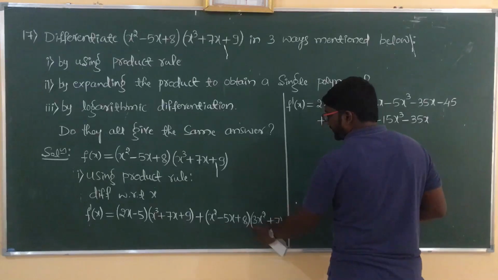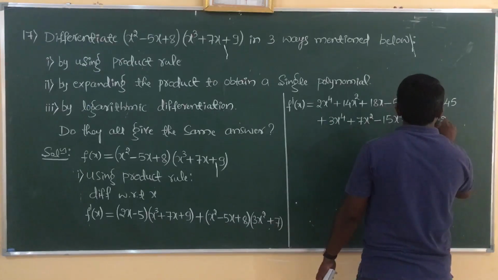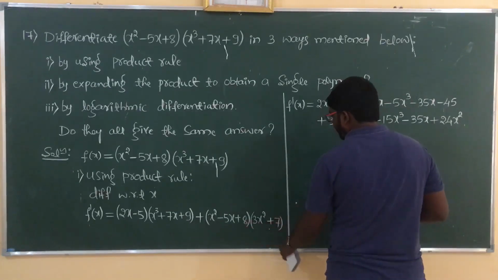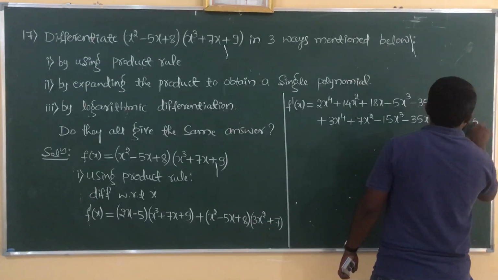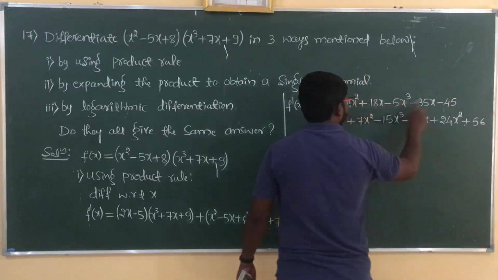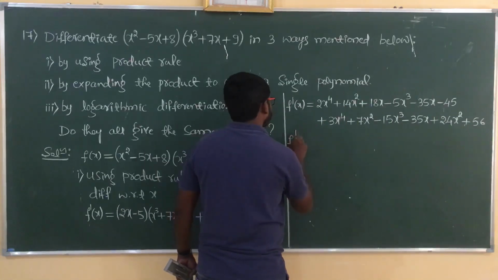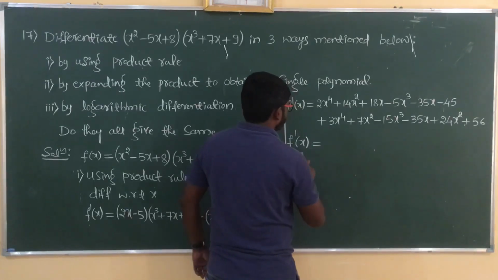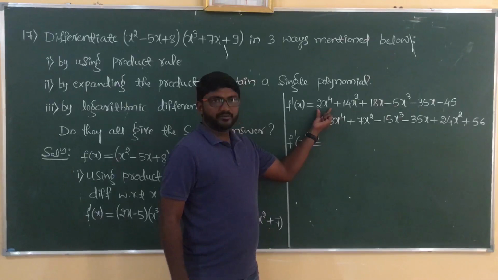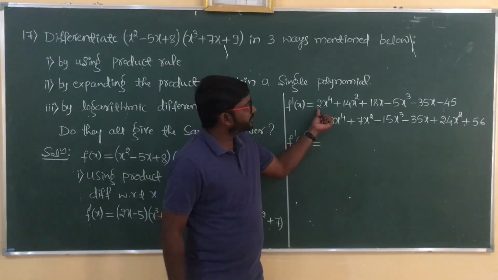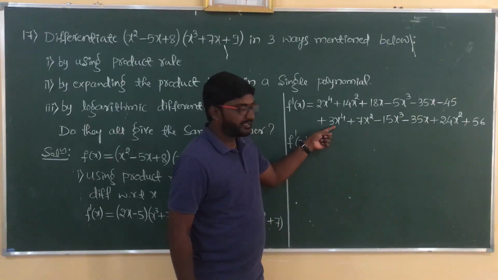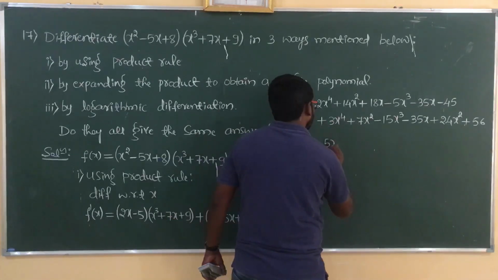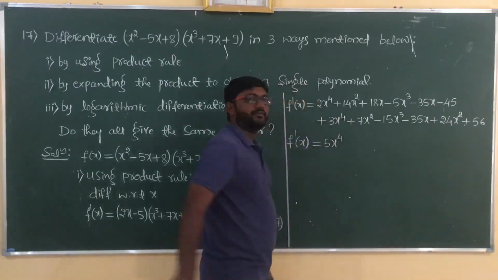And then 8 into 3x square, it is 24x square. And then 8 into 7, it is 56. So now let us simplify this entire term. Now we have dash of x, which is equal to... now search for the like terms. 2x to the power 4, and then there is one more x to the power 4 here. So here 3x to the power 4. Add these two, now we get 5 times x to the power 4. 5x to the power 4.